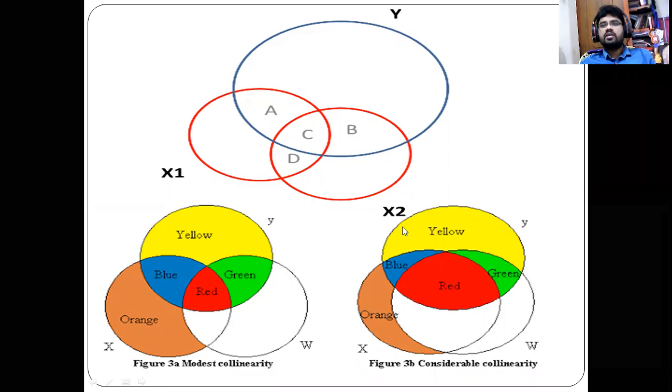See, this is another model. For example, this y circle is the dependent variable, w is another independent variable, and x is the other independent variable. So here, x and w are correlated with each other more compared with the previous diagram. When there is a correlation between the two independent variables which is considerable, nothing but modest, nothing but less, when you compare with this one, the portion is very high compared with that portion, the red color mark.